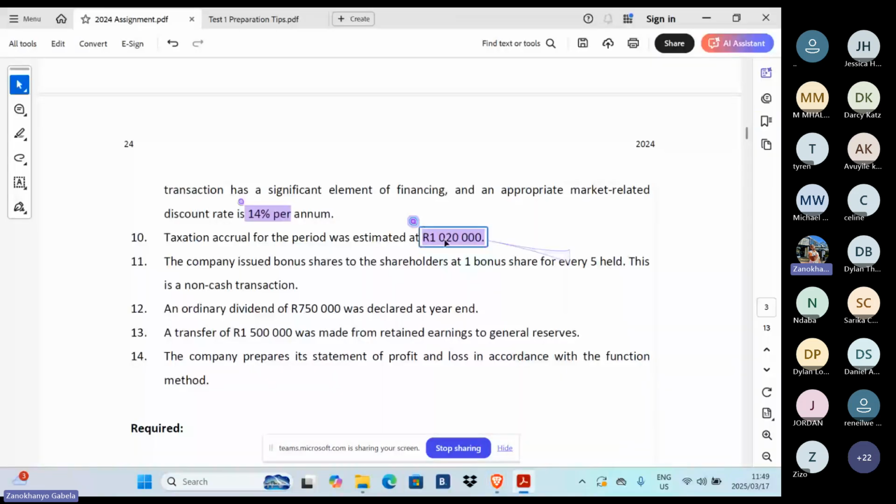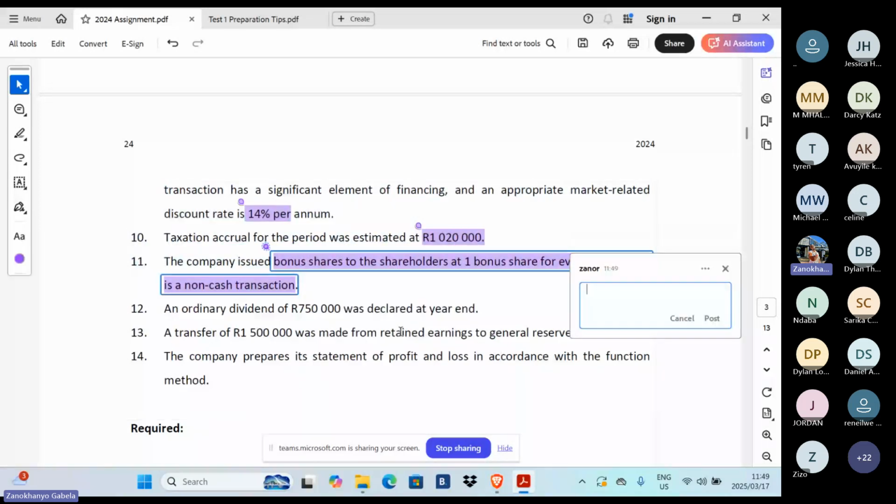All right, so what are we saying here? Statement of changes in equity, under income tax expense. Awesome. Okay, the company issued bonus shares. Oh, nice stuff. You see, this is what we're talking about. Now that means our ordinary share capital will increase, and our RE will reduce by the same amount on the statement of changes in equity. Perfect.